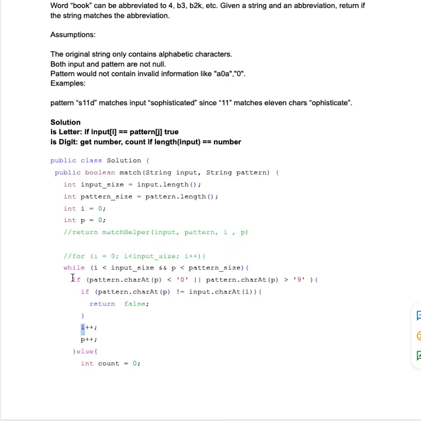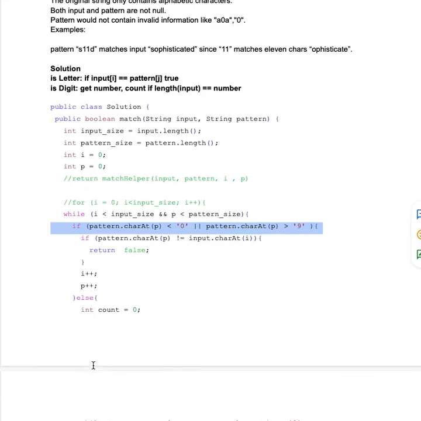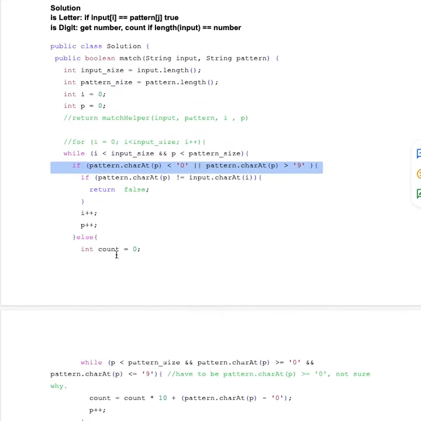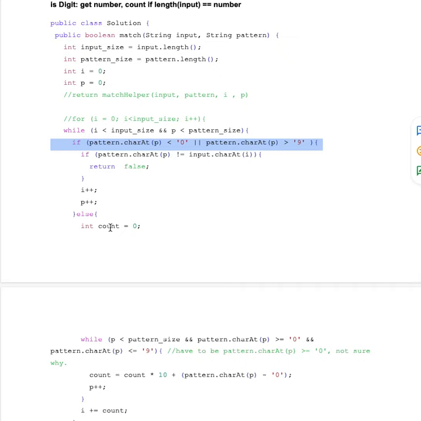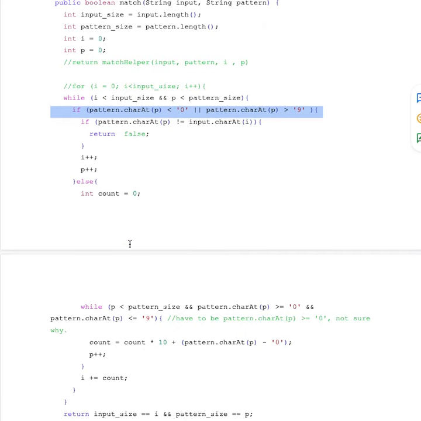So the index I plus plus and P plus plus, we move to the next one. This is the first if, then else. The first if is if it's not a digit, else if it is a digit, I made a count equals to 0. This is to count how many digits we have. So in this else branch, there's another while loop.